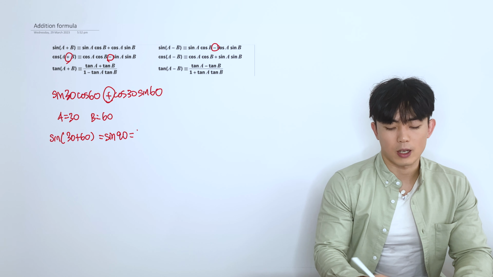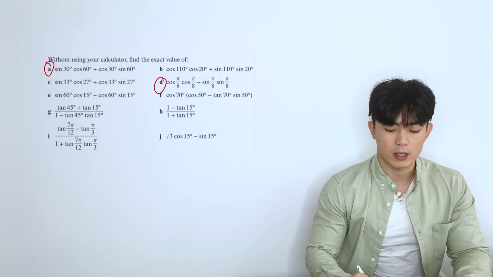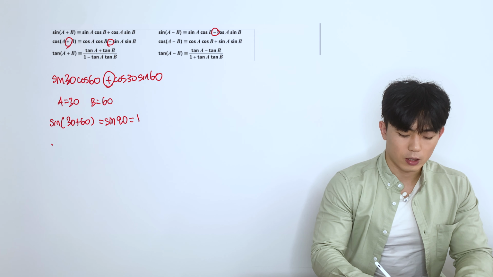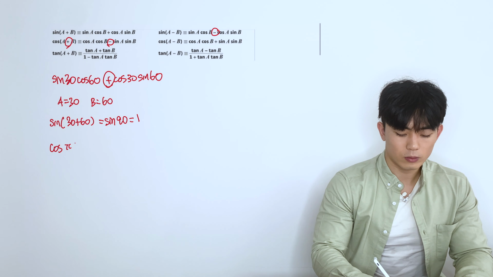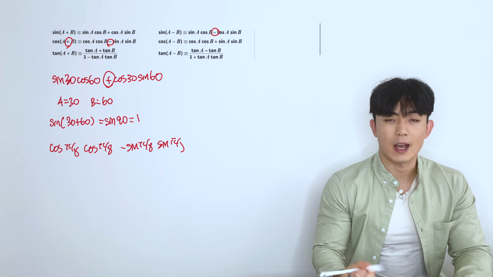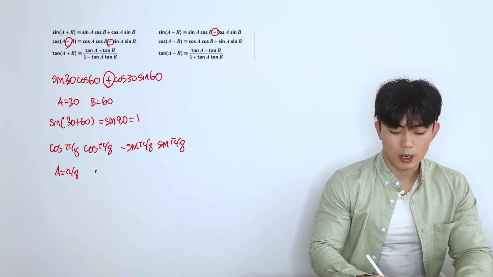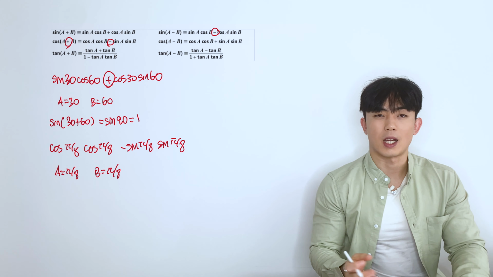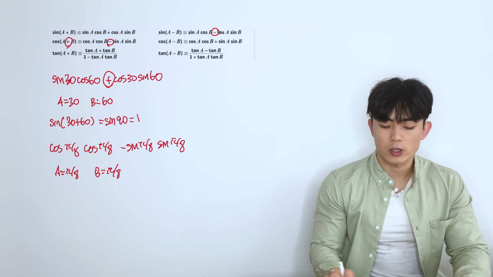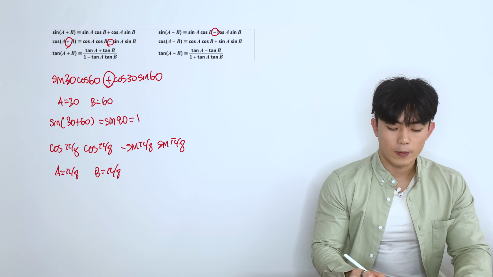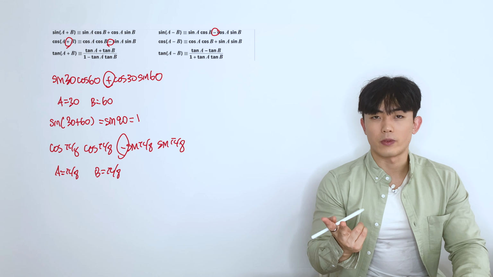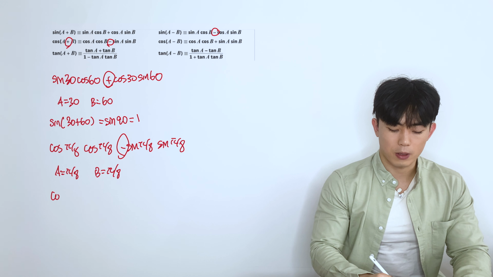Maybe you can try another one. Let's try this: cos pi over 8 cos pi over 8 minus sine pi over 8 sine pi over 8. So once again, we have to identify A and B. Well, A is pi over 8, and B is also pi over 8. And then we have to work out, is it sine or cos? Well, it's cos, cos, sine, sine, and that's going to be the cos one. And because it's a minus, it's the opposite for cos, so we know it's cos A plus B.